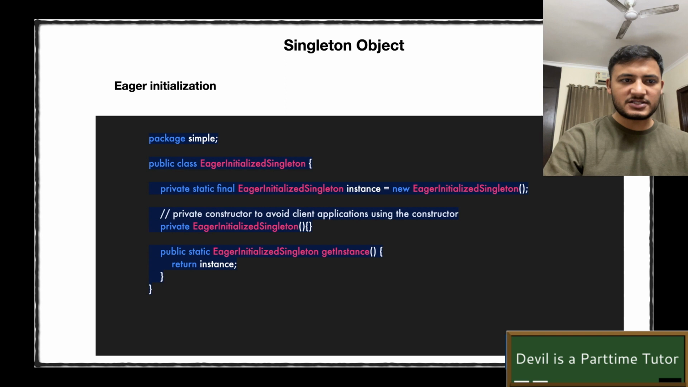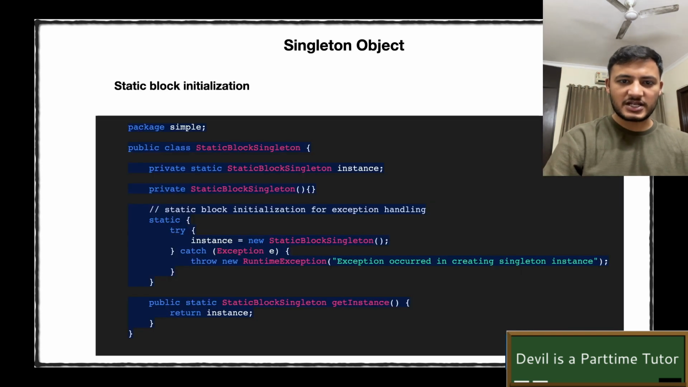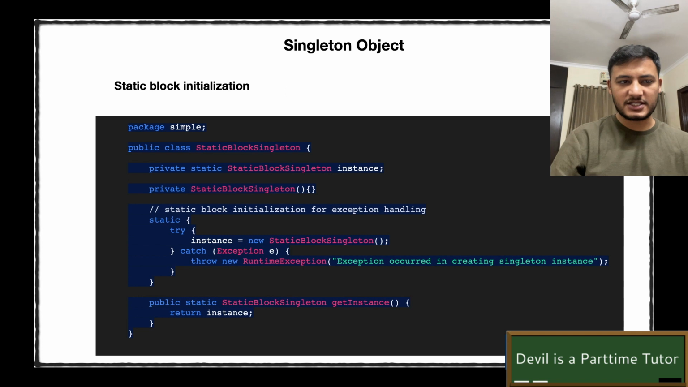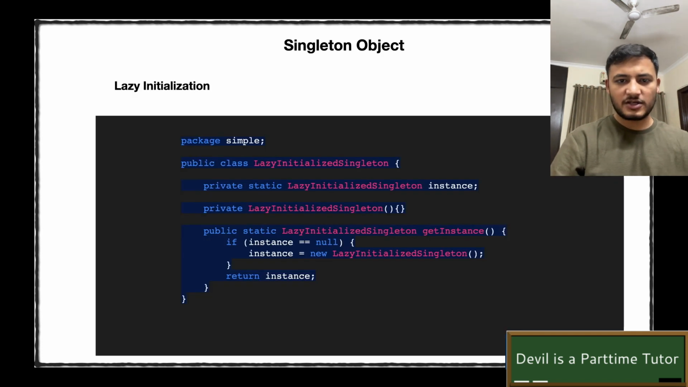Next, there is the static block initialization, which is very similar to eager initialization. In this, we are using a static block to initialize our object. As you know, the static block runs during the class loading itself, so the object is created during the class loading itself. Next, we have lazy initialization. As you can see, the object is created in the getInstance method itself. So whenever the first call to the getInstance method is made, the object will be created.